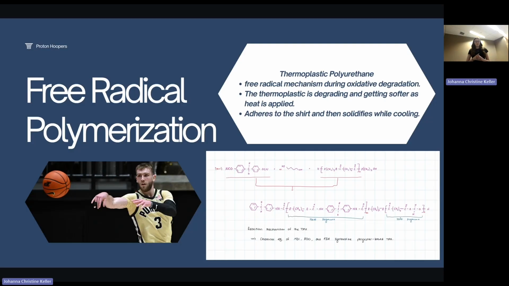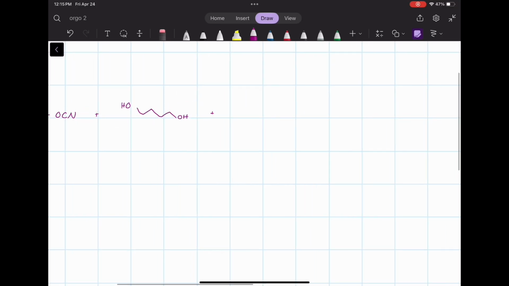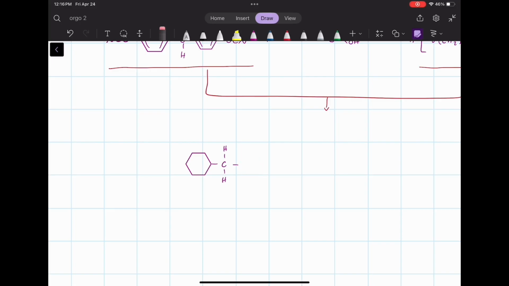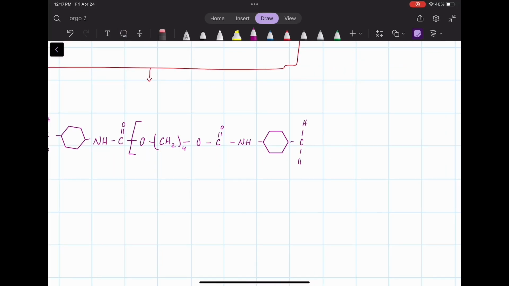Lastly, our thermoplastic polyurethane undergoes free radical polymerization. This polymerization happens during oxidative degradation. Let's take a look at the chemical reaction behind this. Here's the video of me drawing out the thermoplastic polyurethane that we are using in our heat transfer vinyl. This is the chemical reaction for it. Thermoplastic polyurethane undergoes a free radical polymerization during oxidative degradation. In short, this means that the thermoplastic is degrading and getting softer as the heat is applied. The thermoplastic then melts to the shirt and then solidifies and adheres to the shirt while cooling.